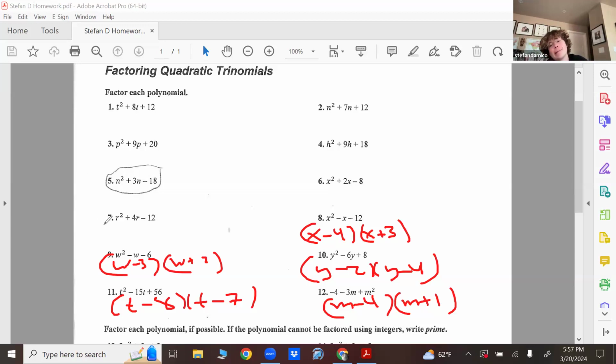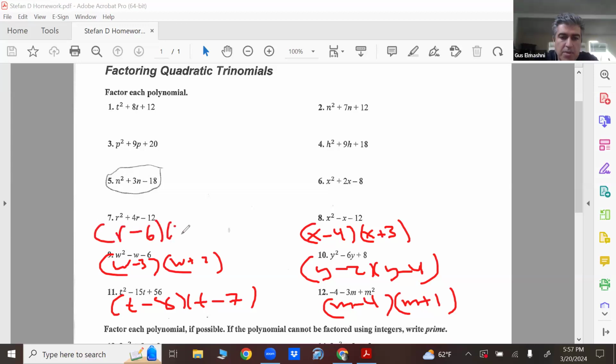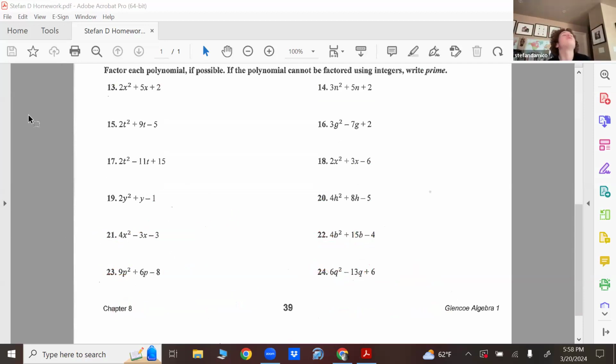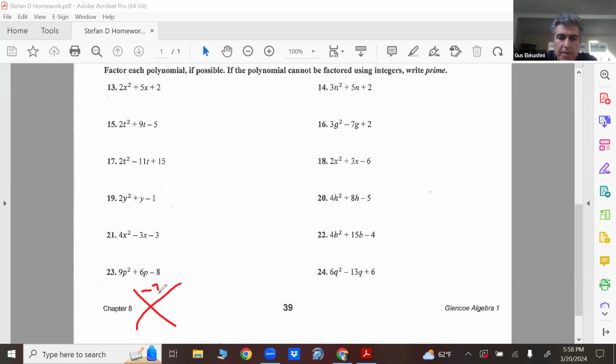Like here, this is r minus 6, r plus 2, and so forth. So those are the easy ones. The ones where it gets a little more challenging, where I would not agree with your teacher's technique because it'd be too challenging. For example, for number 23, I'll do the diamond and put 6. Then you have to find the two numbers, which probably would be 9, 8.